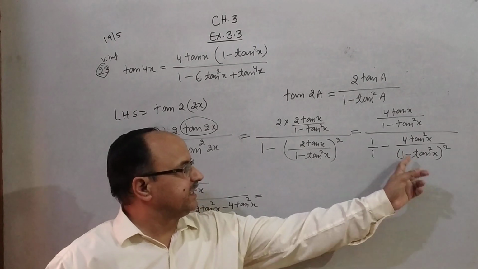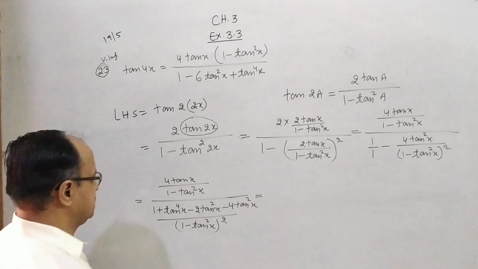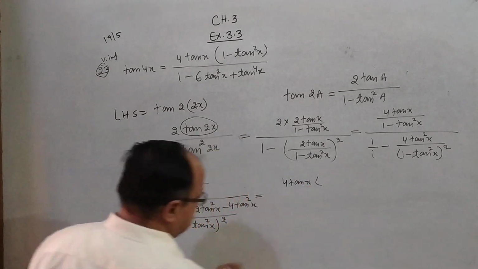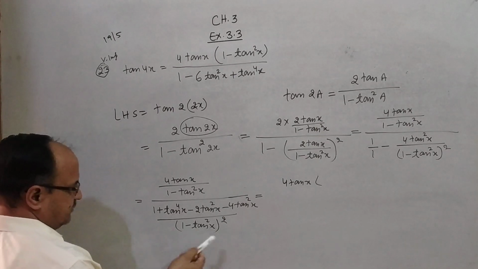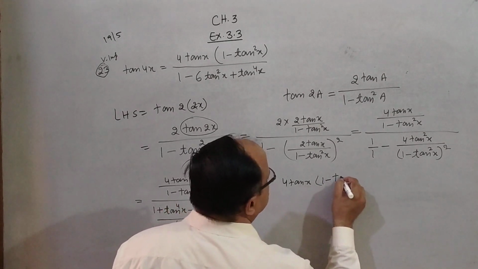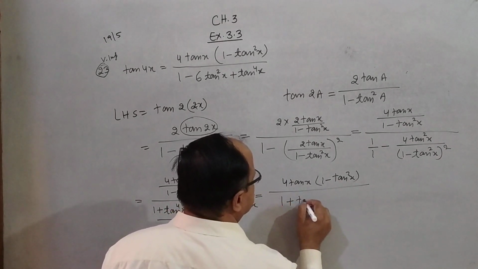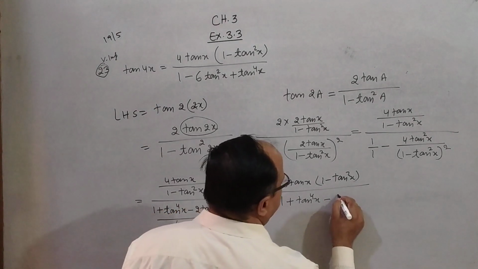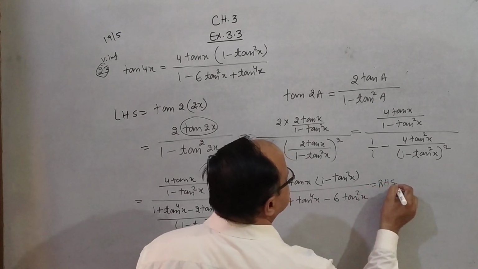Here you apply the identity (a minus b) whole square, a square plus b square minus 2ab. And when you simplify, it becomes 4 tan x. One term cancels, 1 minus tan square x. When you reciprocal this, one term will be cancelled. 1 minus tan square x divided by 1 plus tan 4x minus, this is a like term, you can add 6 tan square x. This is the right hand side.